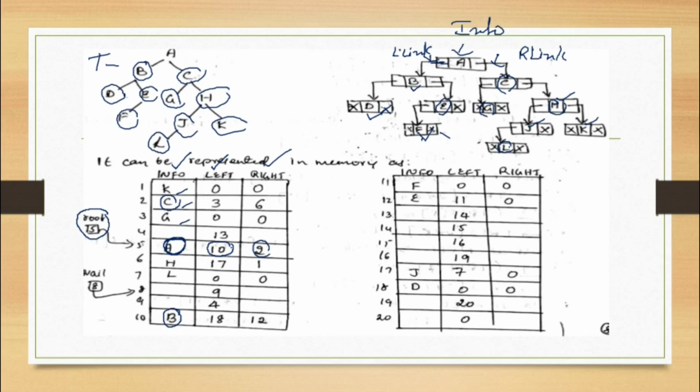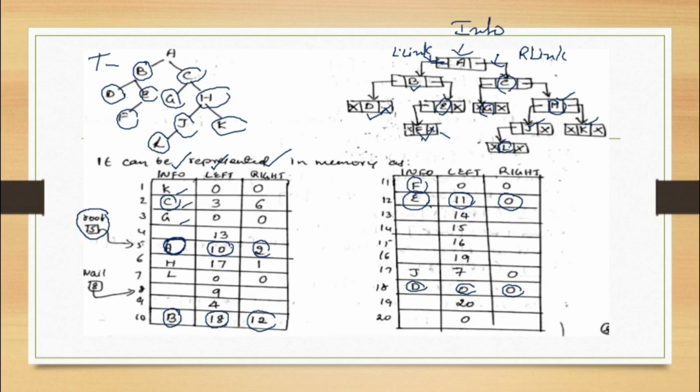Now again students, B has children, D and E. Where should D be stored? That will be given in B, the 18th location. In the 18th location, D is stored. And D doesn't have a child, that is why we are giving 0 and 0. And in the right link of B, E is stored, in the 12th location. Similarly, E has only a left child, which is stored in the 11th location, which is F. And it doesn't have a right child, that is why 0. So when it doesn't have any child, it is represented by a null value.